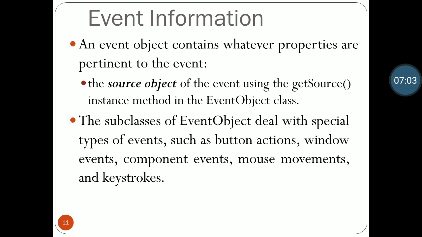Event information. An event object contains whatever properties are pertinent to the event. We can get the source object of the event using the getSource instance method in the event object class. The subclasses of event object deal with special types of events such as button actions, window events, component events, mouse movements and keystrokes. We can say any movement by mouse or any keystroke on the keyboard will be an event, and that will be an event object.